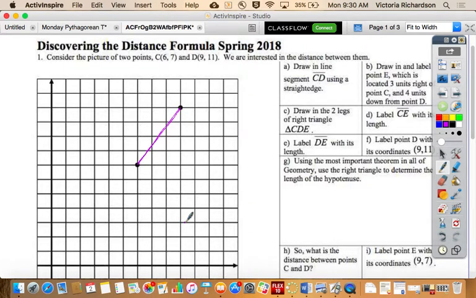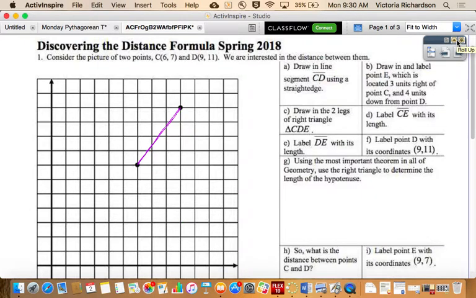and do your best. On part B, it says, draw in and label point E, which is located 3 units right of point C and 4 units down from point D. Okay? So we're going to call this C, we're going to call this D, and now we're going to make E. So 3 units to the right of C, so I'm going to do 1, 2, 3, and put a point, and I'm going to call this E. And I'm going to make sure that it's 4 units up from D. So 1, 2, 3, 4.